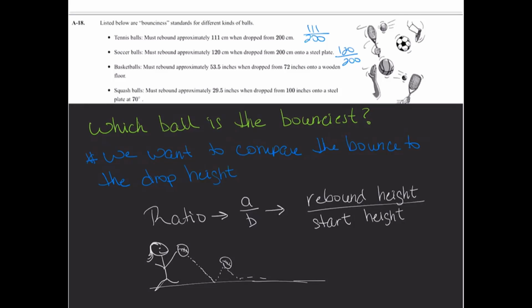The biggest thing when we're coming up with these rebounds is that it doesn't matter that, for example, our soccer ball is in centimeters and our basketball is in inches, because we're coming up with a ratio, really like a percentage of how much it rebounds. What part of the whole distance does it come back up? As long as our rebound height and drop height are in the same measurement, it doesn't matter that the different balls are measured in different standards or increments. So the basketball rebounded 53.5 out of 72, and the squash ball rebounded 29.5 out of 100.